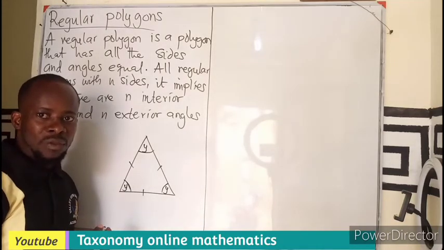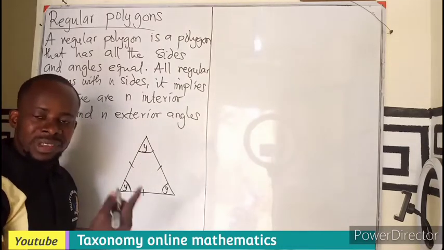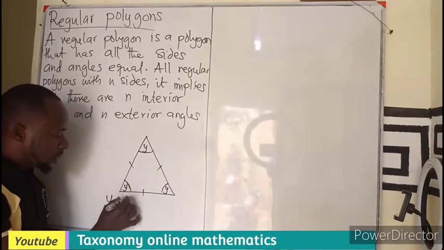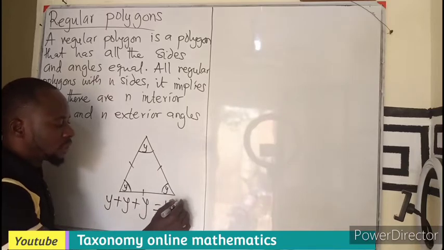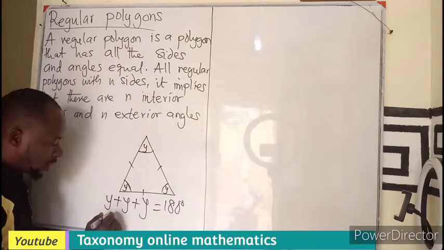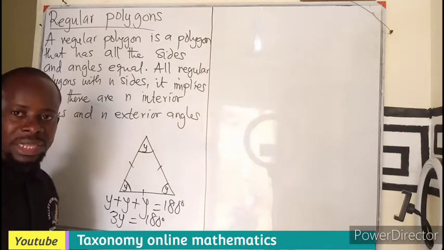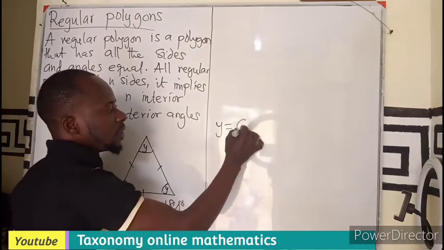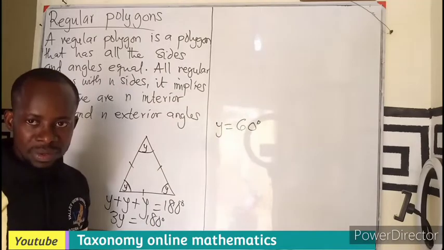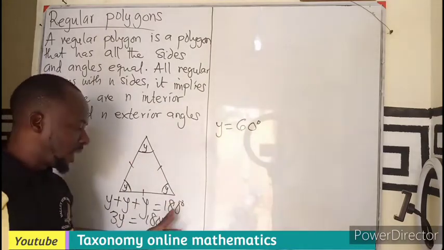Per the angle properties of a triangle, the interior angles of a triangle sum up to what? 180. So here I'll have y plus y plus y all equals 180 degrees. If I add all these, 3y equals 180. Dividing through by 3, your y is going to be 60 degrees. It means each of the angles is 60 degrees. Good. Now, if I add all the angles, I should be getting 180.